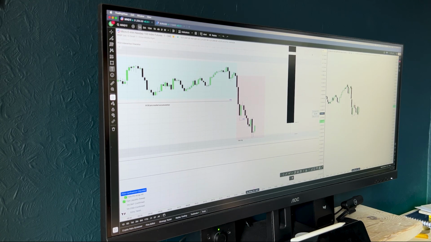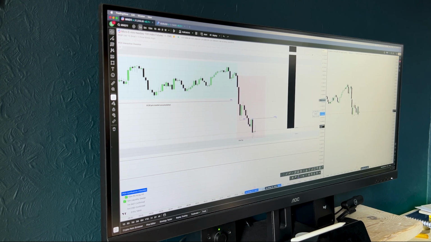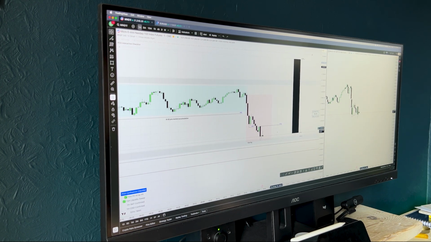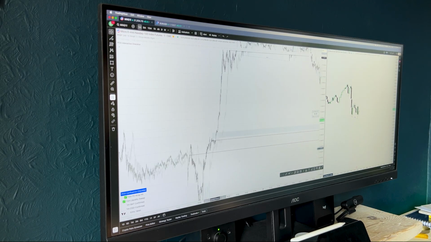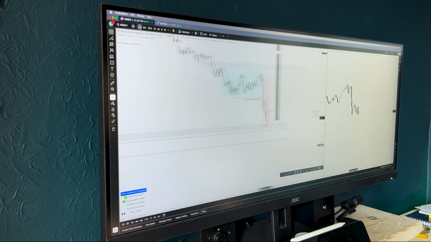So my change in the state level would be here, but I do not at the minute have an SMT with ES. ES is on the right hand side of my screen. On the left hand side is NQ. So I need to see a low get taken on ES or NQ and not on the other one. So yeah, that's just what I'm waiting for.